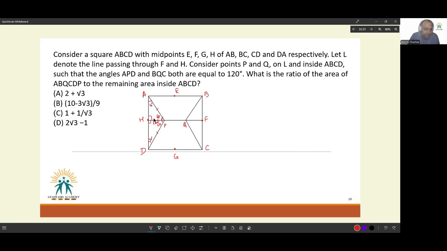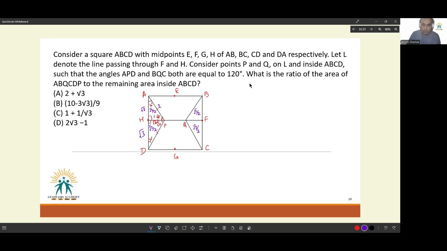Now, if it is a 30, 60, 90 triangle, we know length of sides. I can give it 1, root 3, and 2. Area of this triangle will be root 3 by 2. And I have 4 such triangles. Area of this triangle will also be root 3 by 2. Area of this triangle will also be root 3 by 2. Area of this triangle will also be root 3 by 2. Additionally, if AH is root 3, HD will also be root 3.